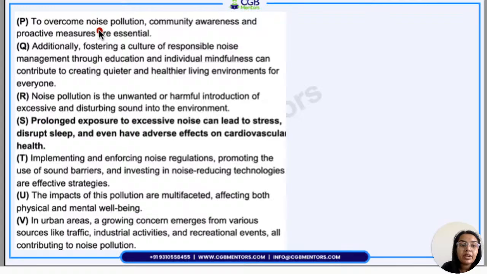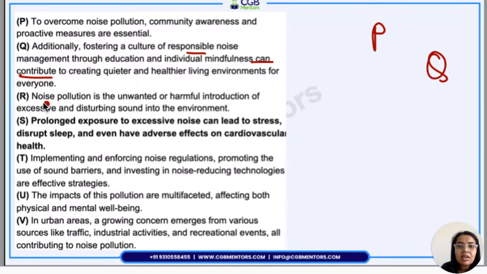To overcome noise pollution, community awareness and proactive measures are essential. Overcome is the solution part. First, there are other things mentioned that describe noise pollution. So I need to first talk about the whole problem, then I will talk about the solution. Is that logical? So P will come somewhere later on. Additionally, fostering a culture of responsible noise management through education and mindfulness can contribute. So P is a part of the solution. Q says additionally something else can be a solution. Read Q, it is also the solution.